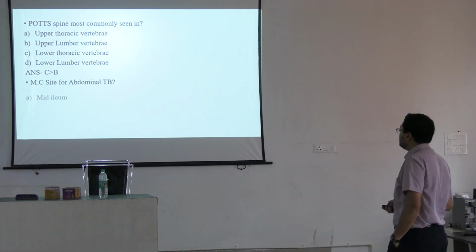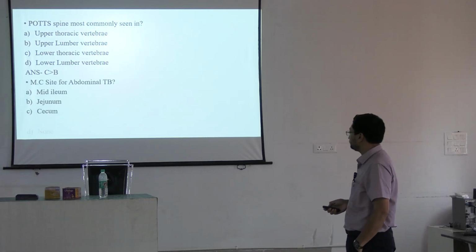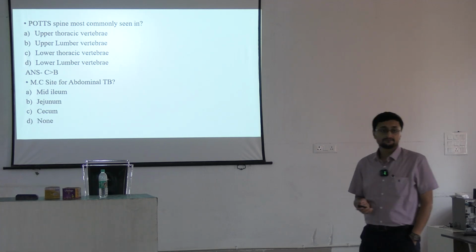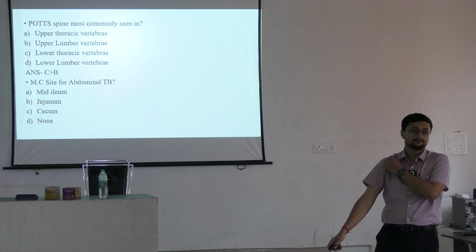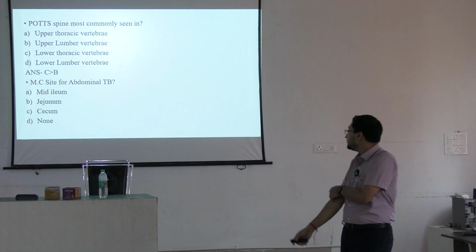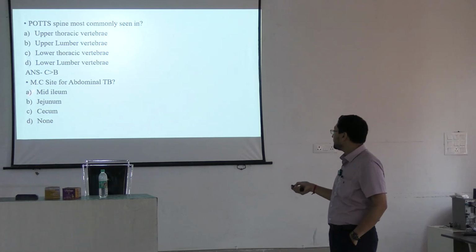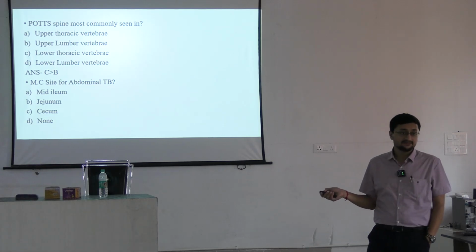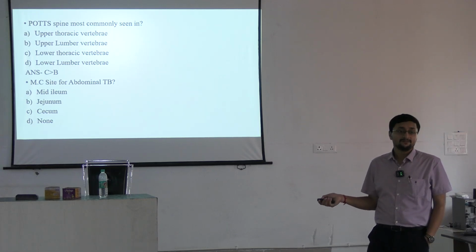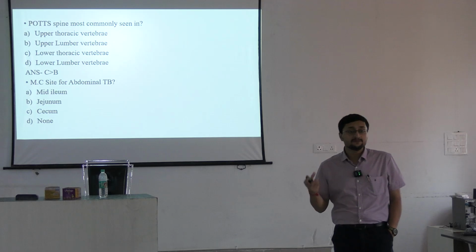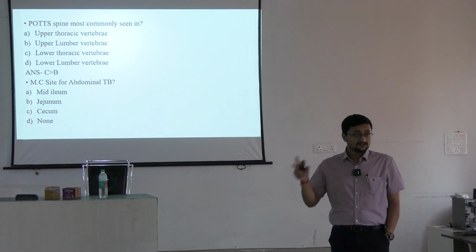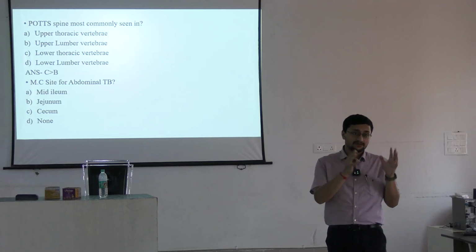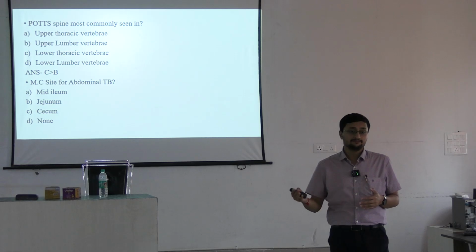So most common site for abdominal tuberculosis. What do we have here? Middle ileum is there, mid part of ileum. Yes, terminal part of ileum and cecum, because of abundance of lymph nodes. Abundance of lymph nodes at the site of terminal ileum and cecum.